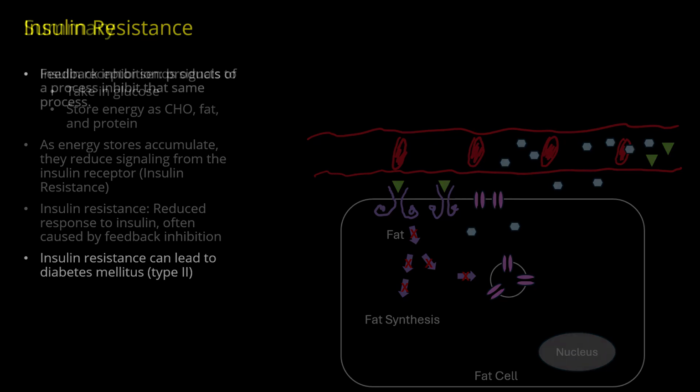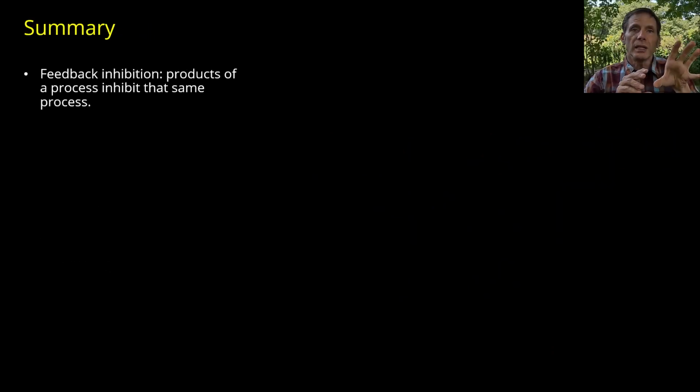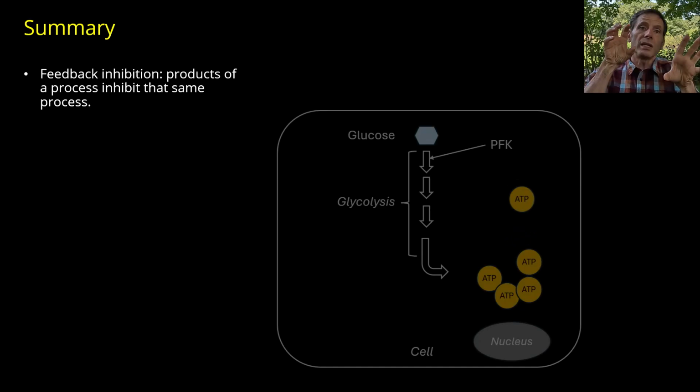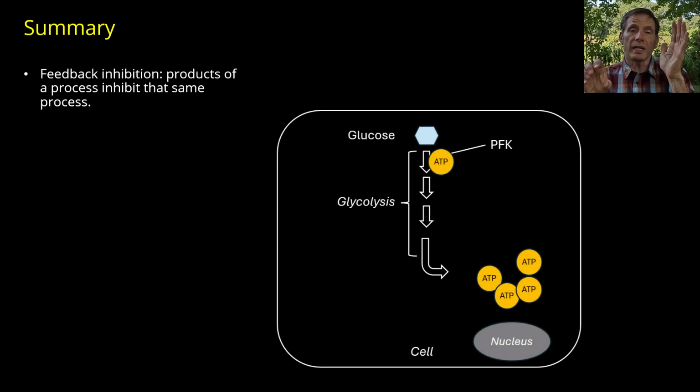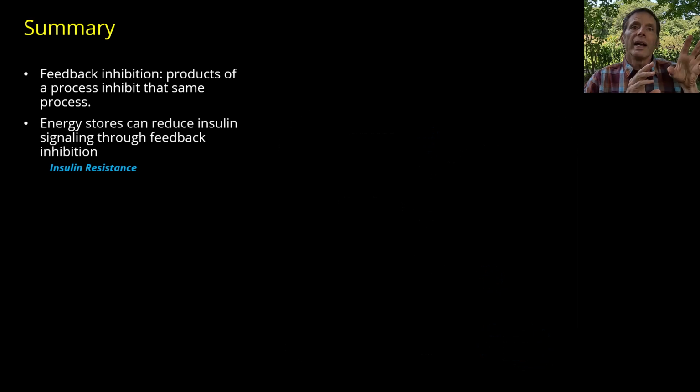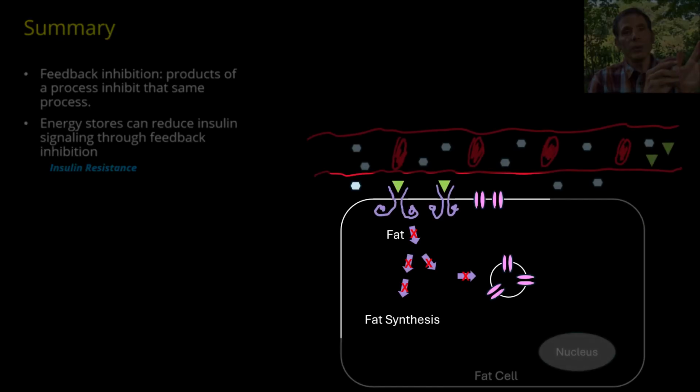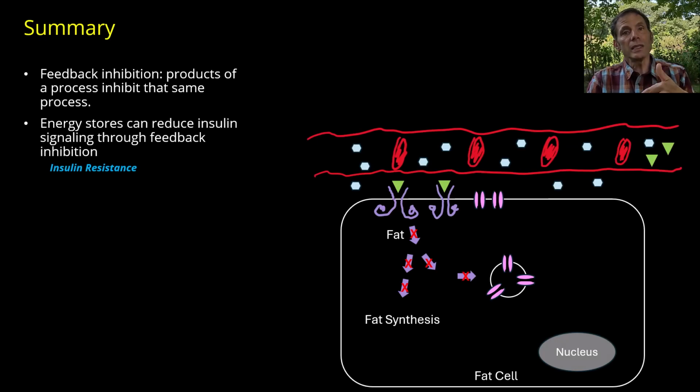Okay, quick summary. Feedback inhibition refers to the process by which the product of an enzyme cascade turns off that enzyme cascade. This helps limit the overproduction of certain molecules. As we move forward talking about diabetes mellitus, we have to understand how feedback inhibition plays a role in turning off signals from the insulin receptor to understand insulin resistance and the development of type 2 diabetes mellitus.